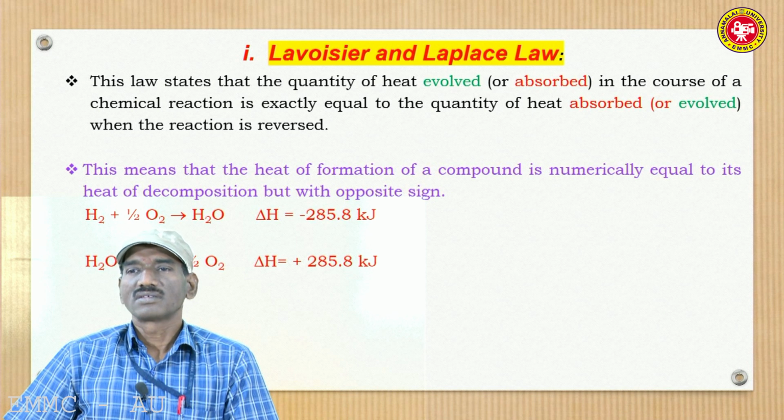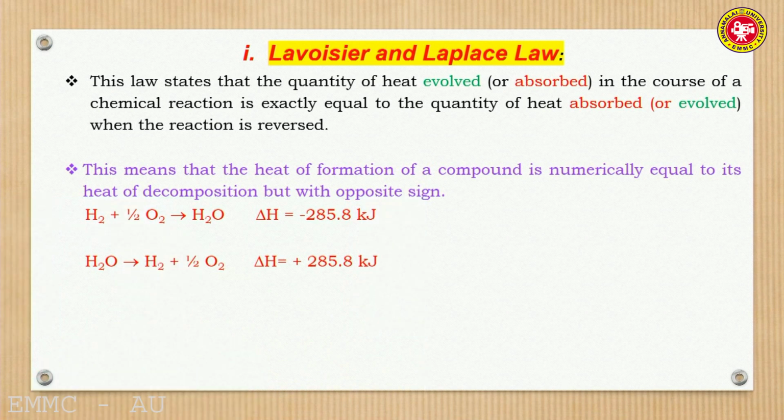This means that the heat of formation of a compound is numerically equal to its heat of decomposition, but with opposite sign. So, hydrogen reacting with half a mole of oxygen gives rise to water. In the other process, H2O may be decomposed into H2 plus half a mole of oxygen. In the two cases, the first has a delta H value of minus 285.8 kilojoule, the second is plus 285.8 kilojoule.